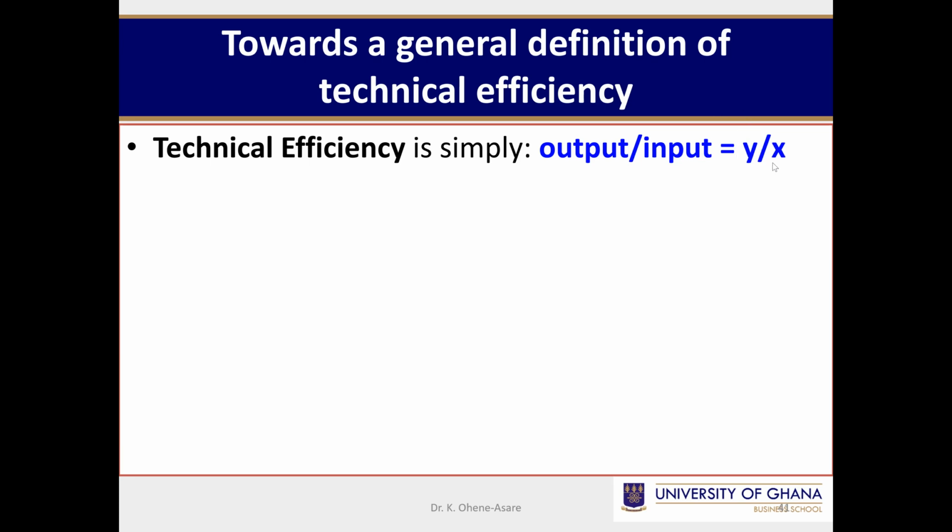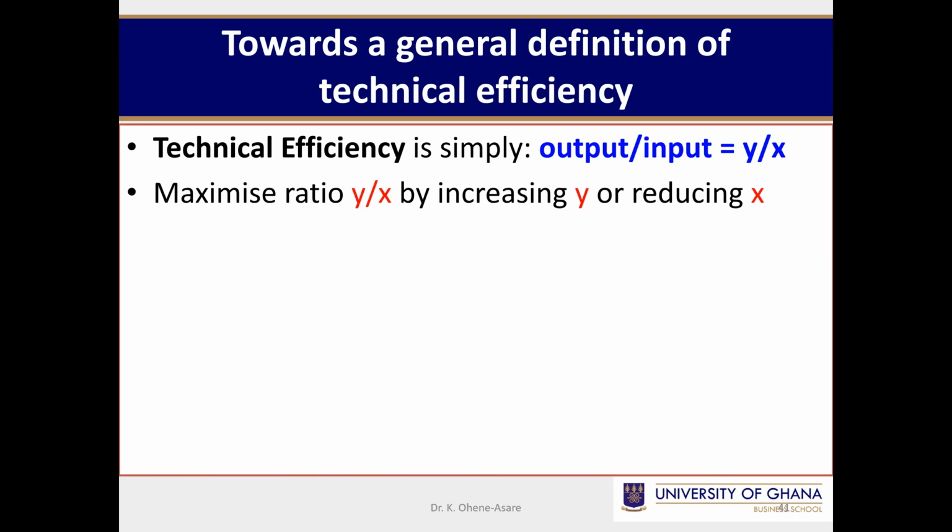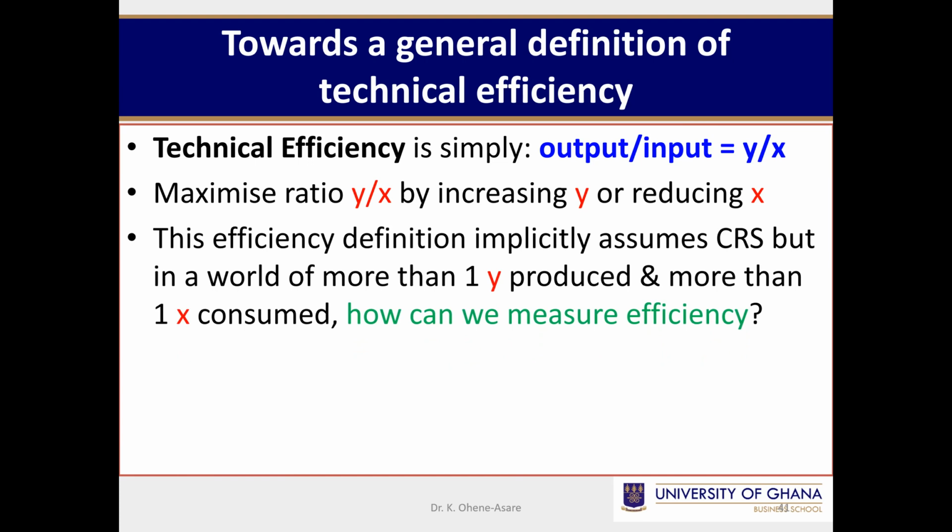Now, what it means is that the 2 is your y divided by x. But note that this definition, y over x, is a single kind of definition. It's not multiple, but I've already indicated that in real life systems, things are not single. We know that the only way you can increase that efficiency is by increasing the y or reducing the x. Then the ratio will go up. And that is a single input, single output efficiency definition, which means that we are assuming constant returns to scale. But in real market systems, firms use multiple inputs and multiple outputs.